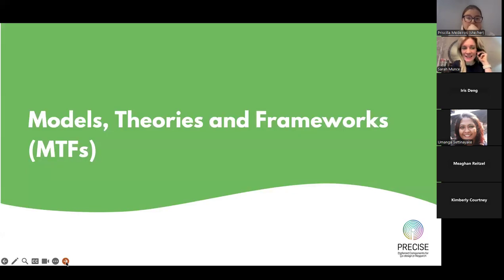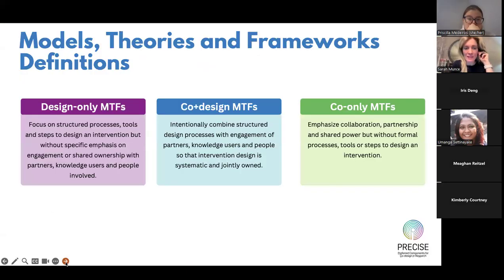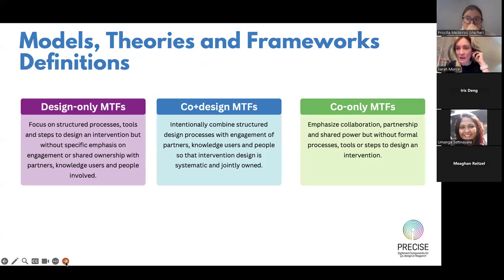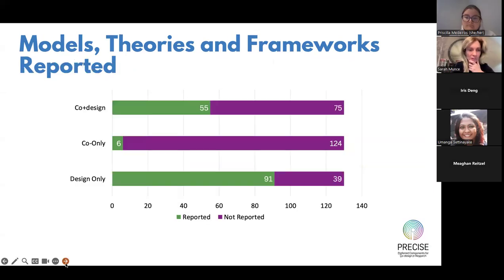If we delve then into the models, theories, and frameworks that were identified, here again we were guided by Kay McKercher's work in terms of classifying frameworks by design-only MTFs, co-plus design MTFs, and then co-only MTFs. We used this categorization to guide our extraction. Most of the included studies included a design-only framework, followed by a co-plus design, and the minority of studies used a co-only framework.